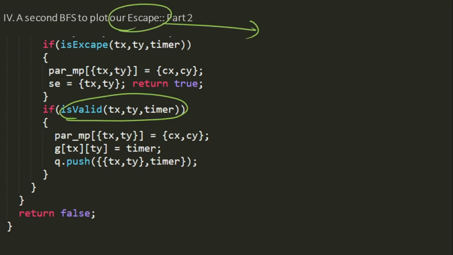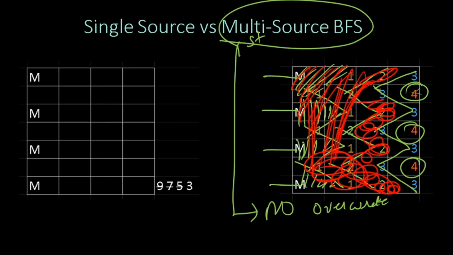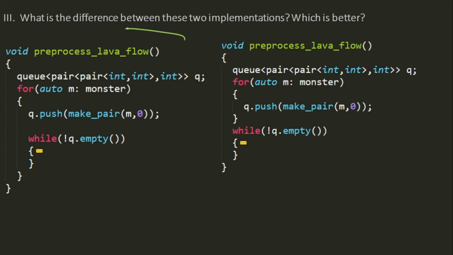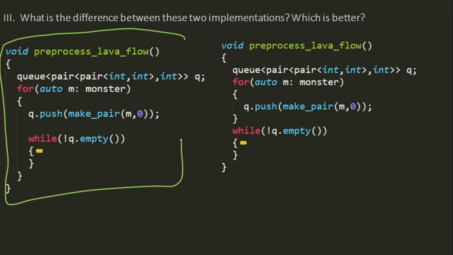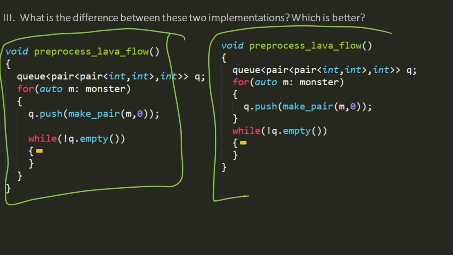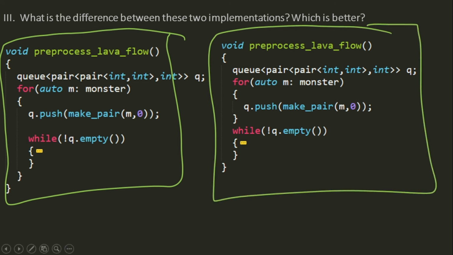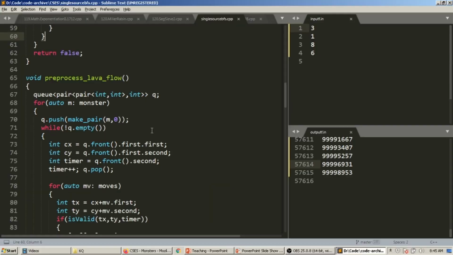Let's go ahead and submit the problem and see if we can get accepted. Actually, let's submit the invalid code first, the single source BFS first. If it doesn't work, let us then submit the multi-source BFS. As you can see, we are processing one monster at a time. This is the single source BFS. Let's go ahead and submit this problem.